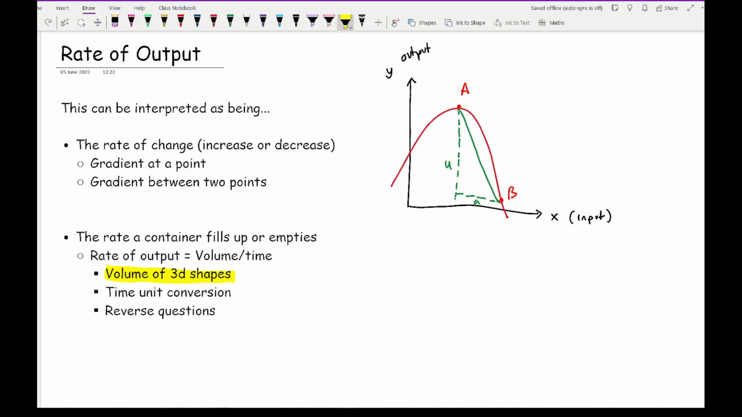Now, if you are given a frustum or a hemisphere, you're more likely to get the formula of a cone and the formula of a sphere, and then you need to manipulate those formulas to work out what that is going to be.